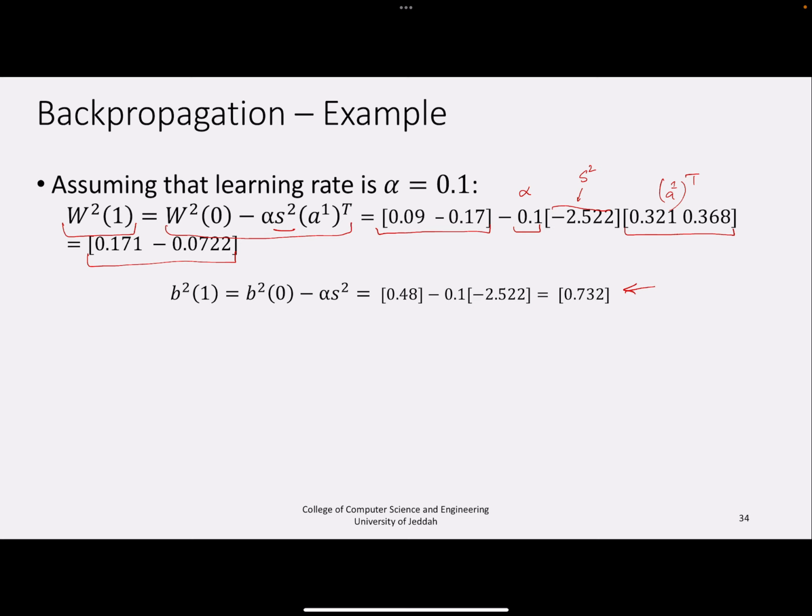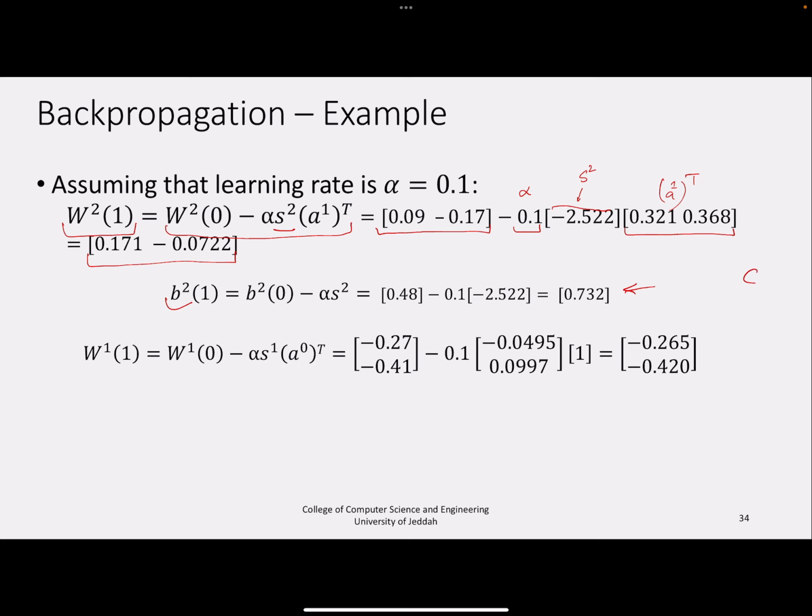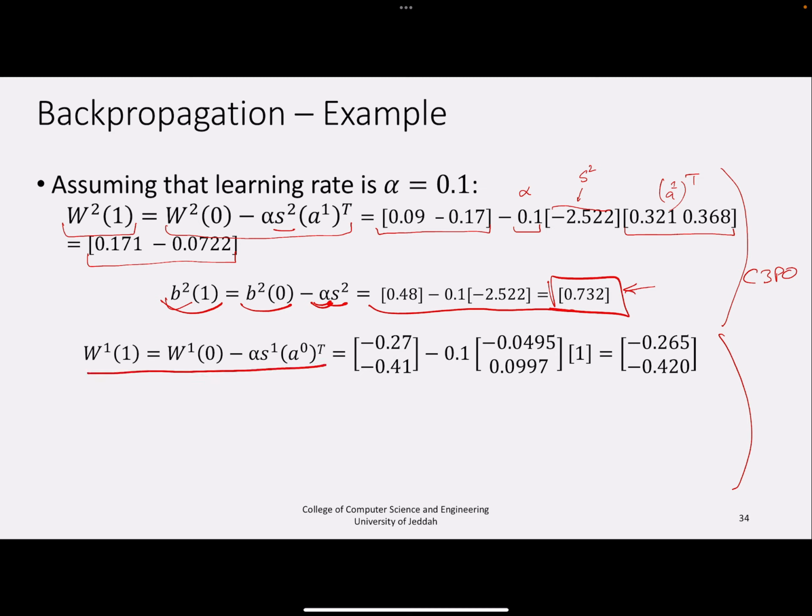We also have to update the bias value for layer number 2, and for that we use the bias update equation: S2, learning rate, old bias value give us the new bias value. Do the math and you end up with this new bias value. All of this was for layer number 2. Now let's step back to layer number 1. For layer number 1, update weights, update bias.